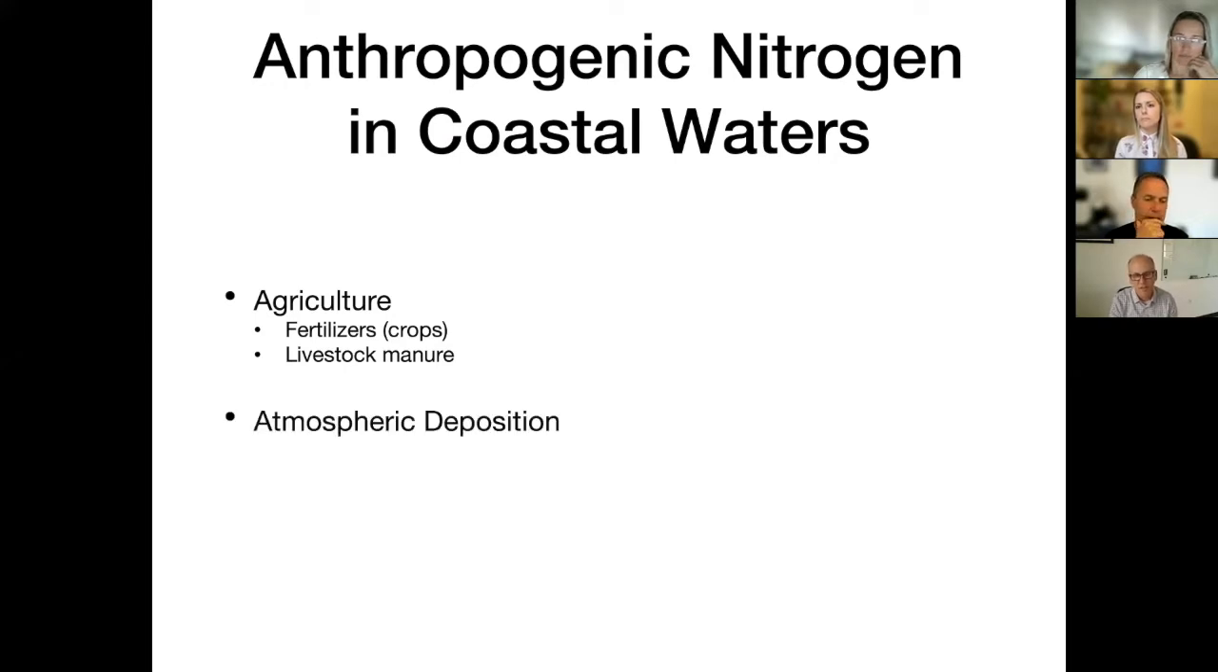Second, atmospheric deposition, which comes from all sorts of sources, agriculture as well, but other human uses of the landscape that aerosolize nitrogen, which then gets deposited in coastal areas. And then wastewater. Although a lot of people have studied this and spoken to the contribution of wastewater nitrogen in coastal ecosystems, it gets surprisingly overlooked compared to agriculture in a lot of the literature.